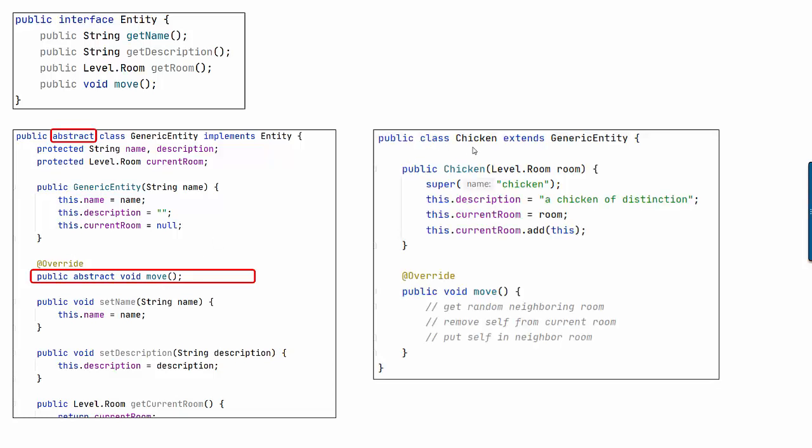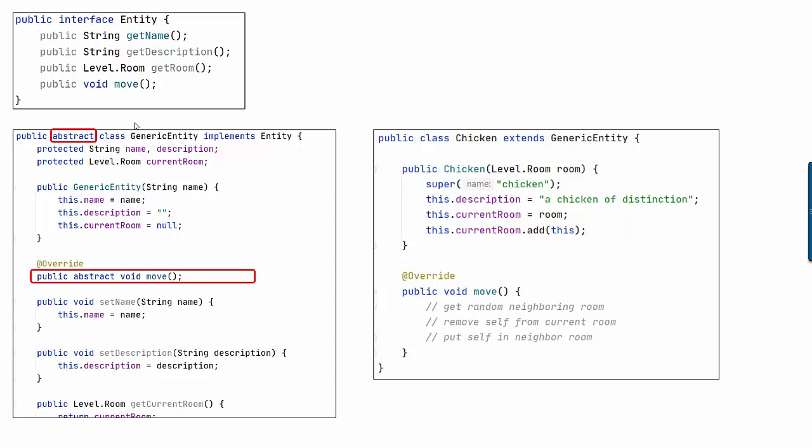And so then, for example, we have chickens. If a chicken extends generic entity, the chicken inherits all these variables. Chickens have names, descriptions, current rooms. Chicken inherits all the getters and setters. So if you have a chicken instance, you could say myChicken.getRoom, and it would tell you. And then the only thing the chicken has to do is override the abstract move method from the parent.